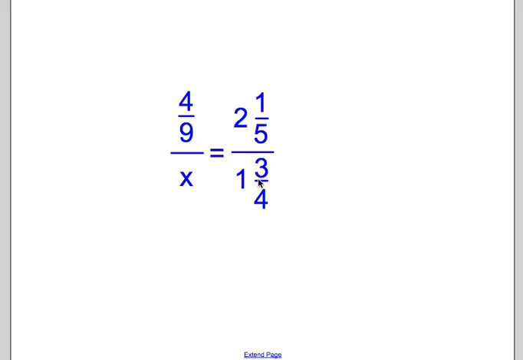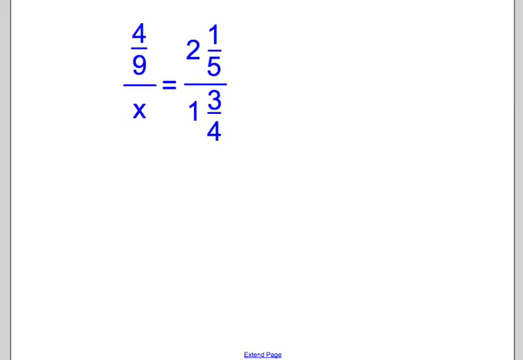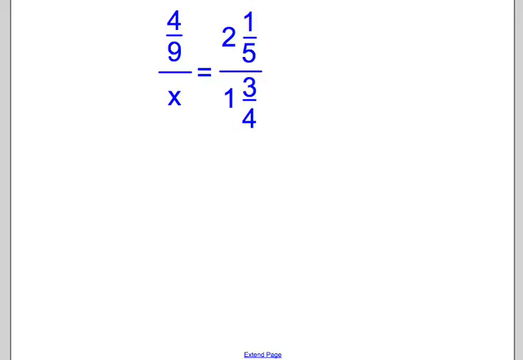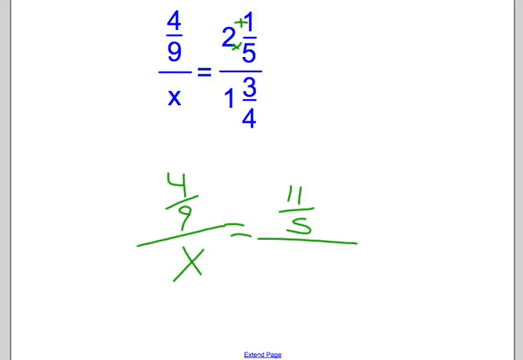I'm going to move this up here, give myself some room. I'm not going to do anything different with 4/9 and x because they're already in a simplified version. So 4/9 over x. But I am going to change 2 1/5 to 11/5, and then change 1 3/4 to 7/4.